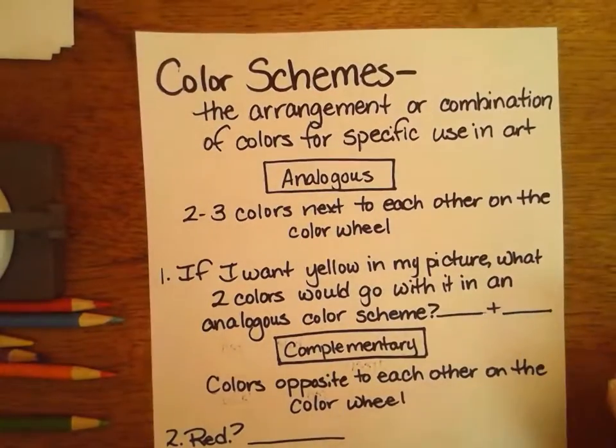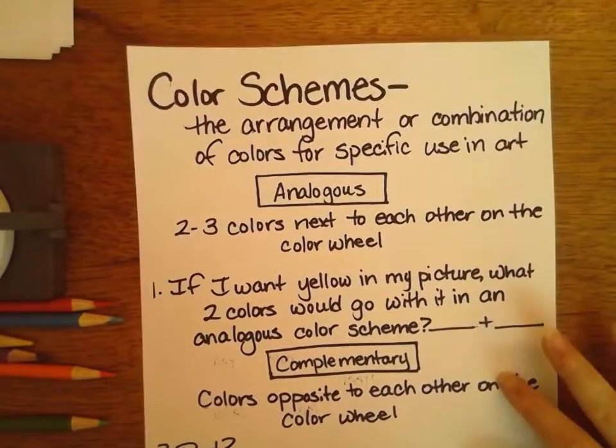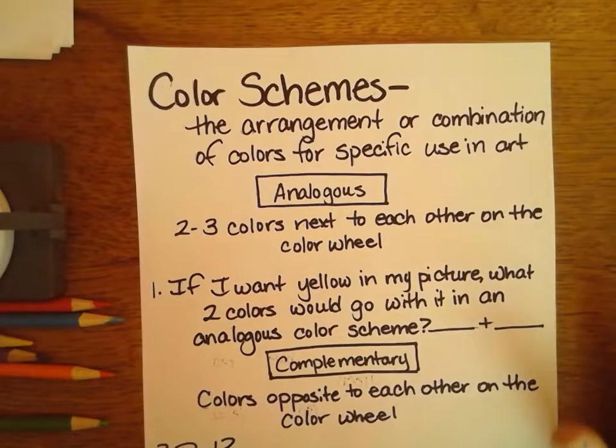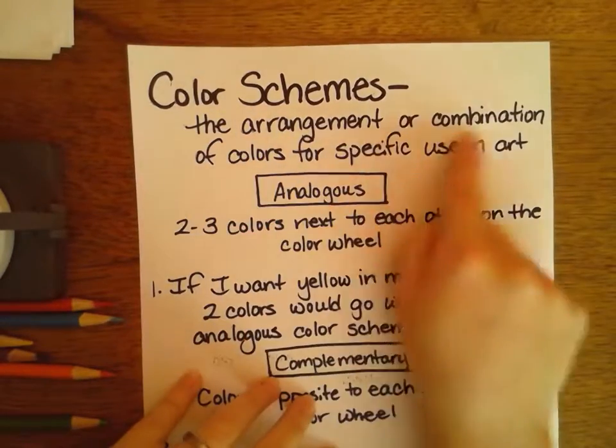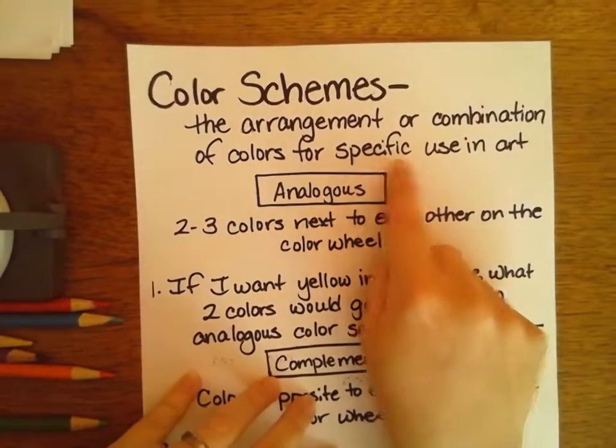So this is where the tricky part comes in. These are called color schemes. So I'm looking at my color wheel and basically pulling different colors from it to make a picture that feels like it goes together. So the actual definition of color schemes is the arrangement or combination of colors for specific use in art.